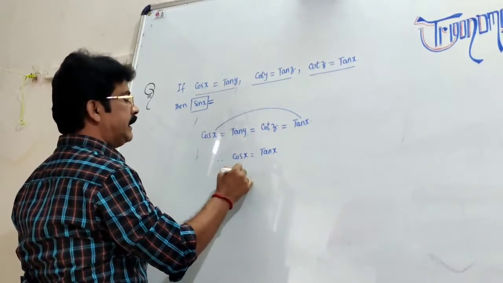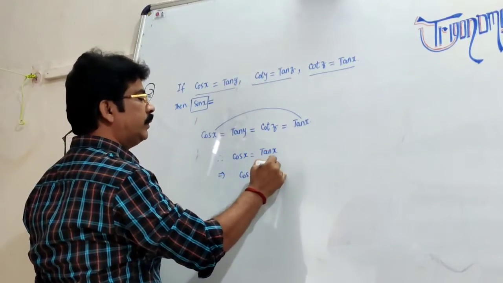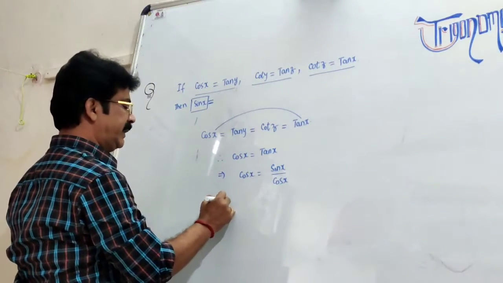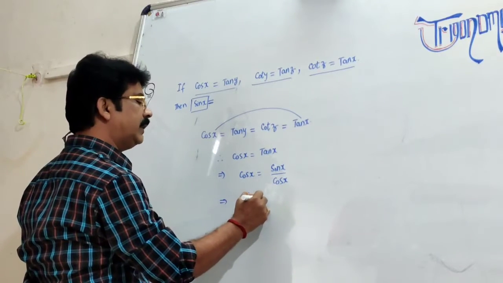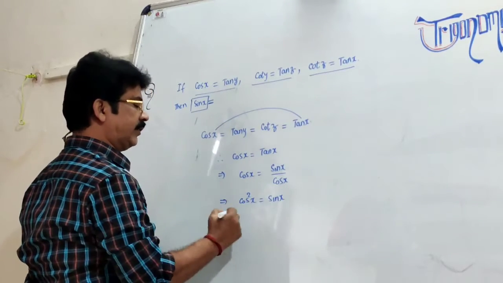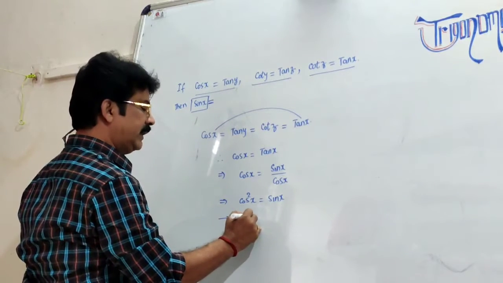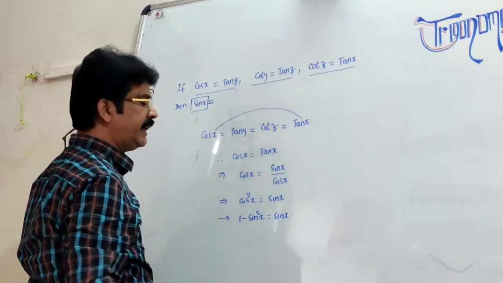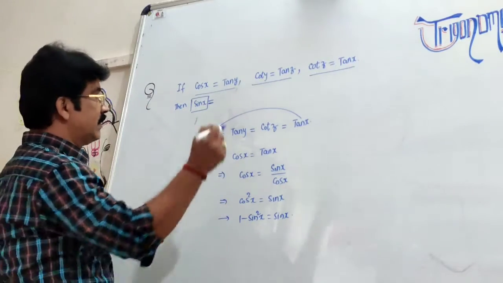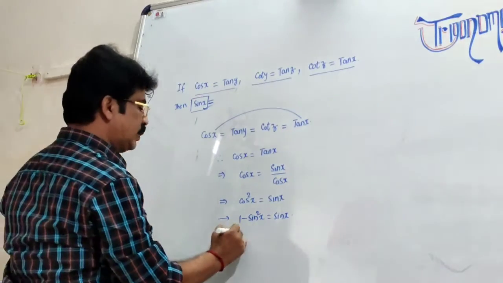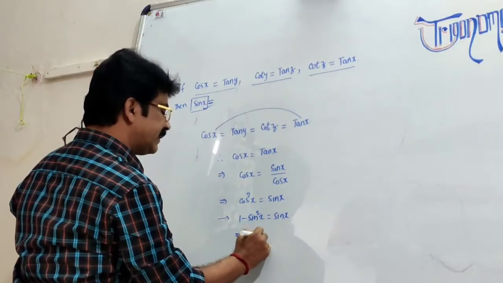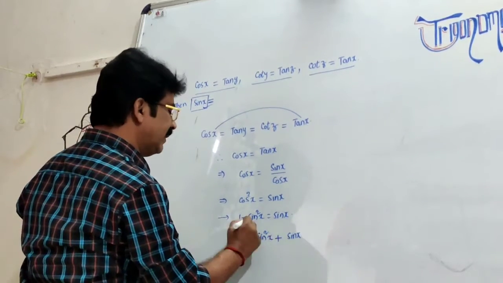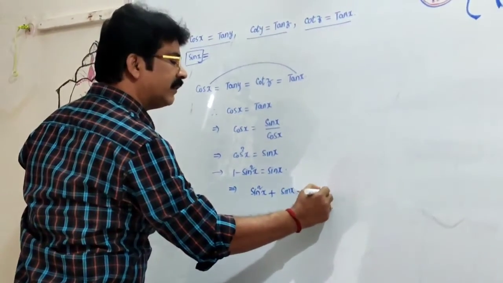So that implies cos x equals sin x divided by cos x. Cross multiplication gives cos square x equal to sin x. Cos square x is 1 minus sin square x. So this equation is completely in terms of sin alone, because our question is about sin. So sin square x plus sin x minus 1 is equal to 0.